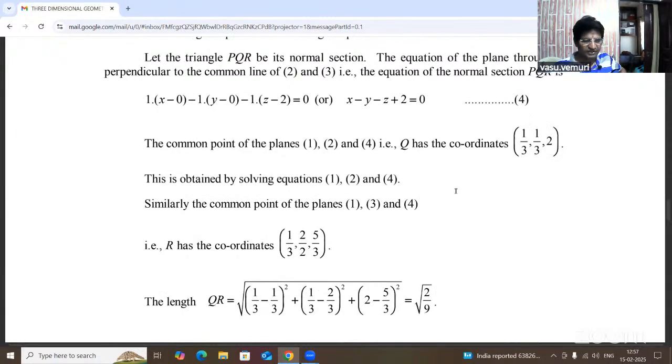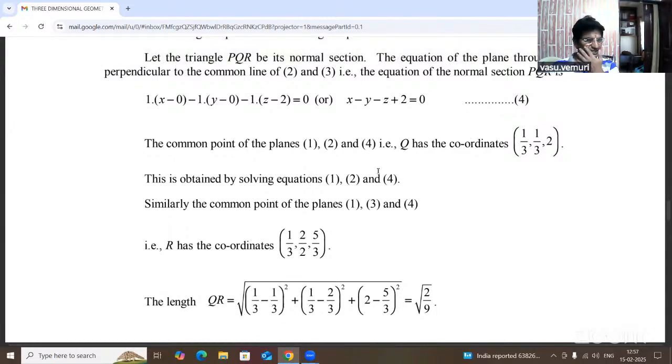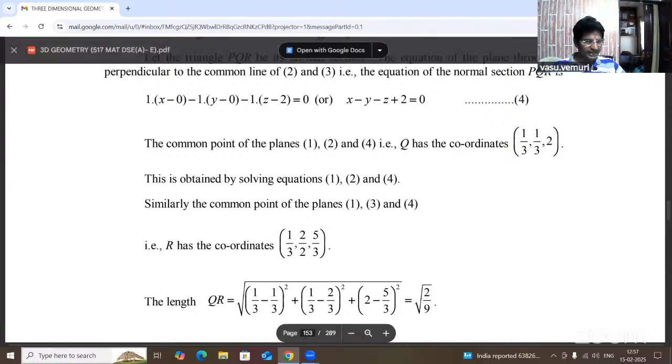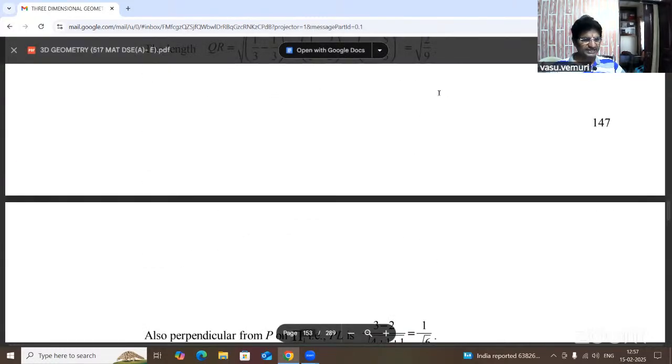And again, first equation, first, second and fourth equation. Solving the equations 1, 3, 4 can also be solved. Capital R has the coordinates 1 by 2, 2 by 2, 5 by 3. So find the length QR equal to square root of 2 by 9 here.